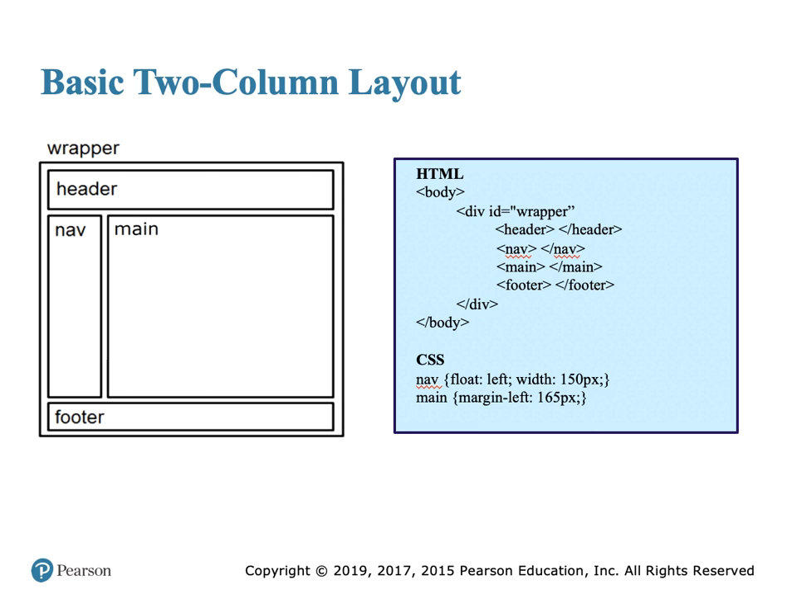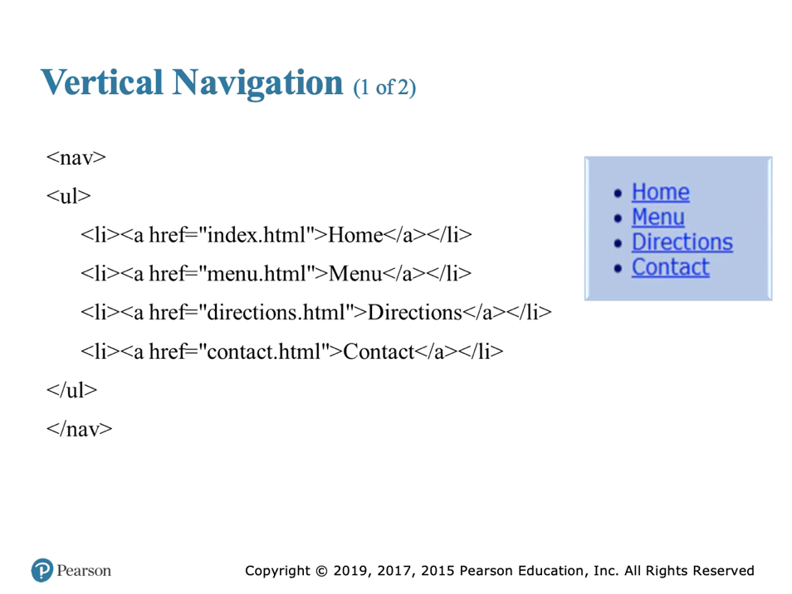The book authors chose to do a margin left on the main to get it pushed out where they wanted it, but they could have also floated the main to the left by giving it a width and floating it to the left, and then clearing the float on the footer to stop the float.